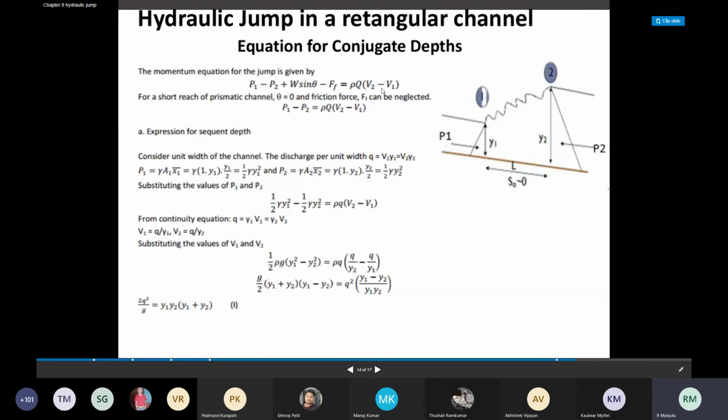So mass of the fluid multiplied by the velocity of the fluid, you are getting the momentum here. So rho into Q into V2 minus V1. And how to express it in terms of the sequent depth? How are we going to get the sequent depth? We are considering the unit width of the channel. Consider unit width of the channel. Okay, width of the channel is unity.